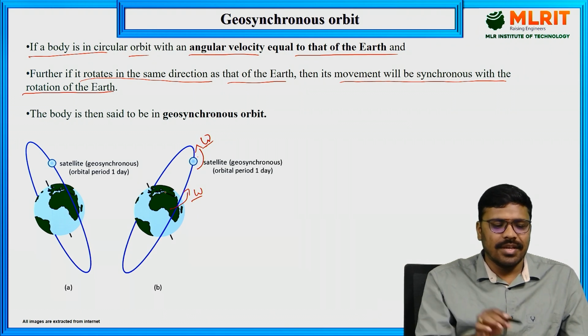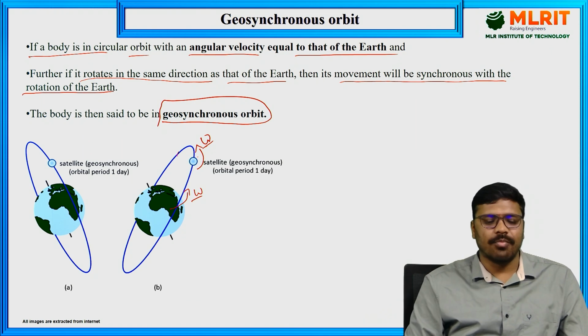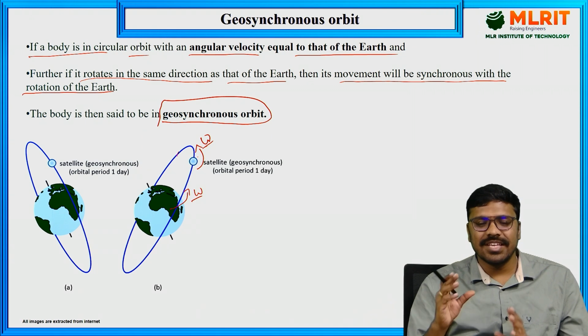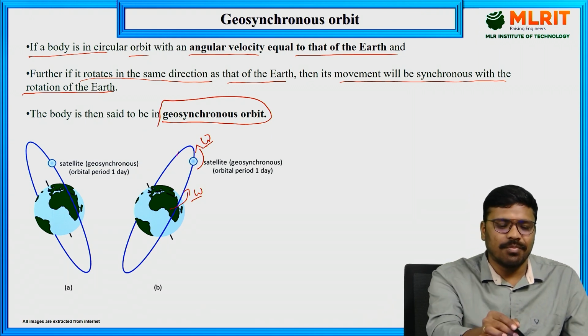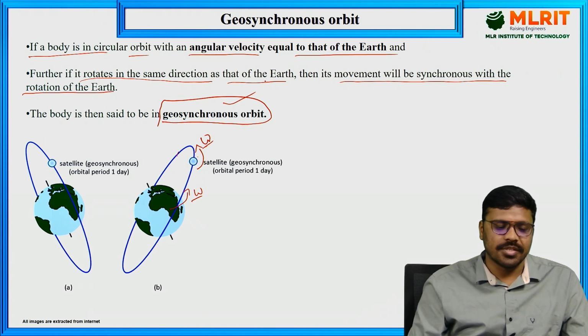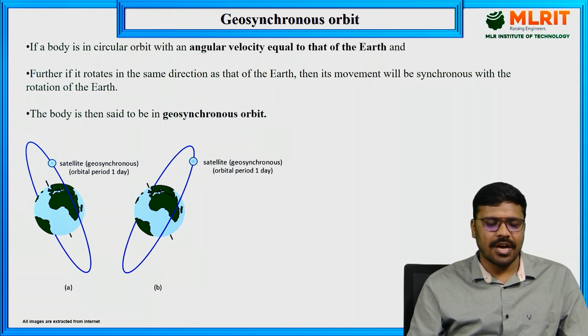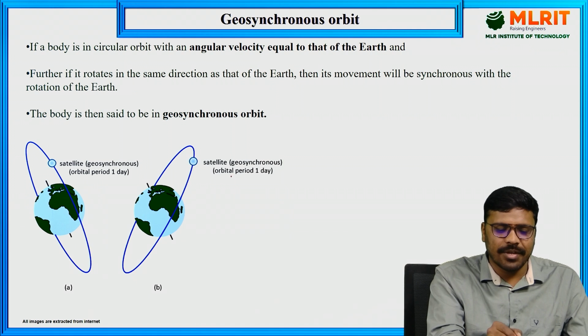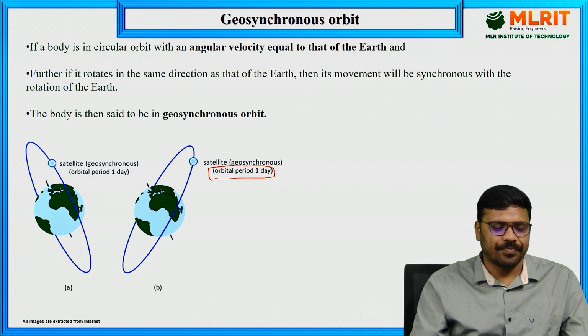So that's why this particular orbit is called geosynchronous orbit. The object in the orbit is synchronous with the angular velocity of the Earth. Generally, the time period of a geosynchronous orbit is 1 day, approximately 1 day.